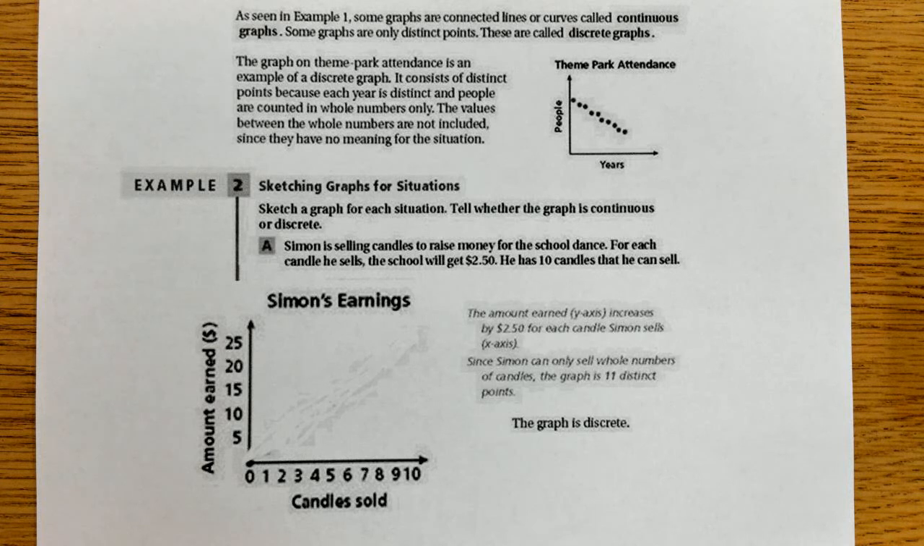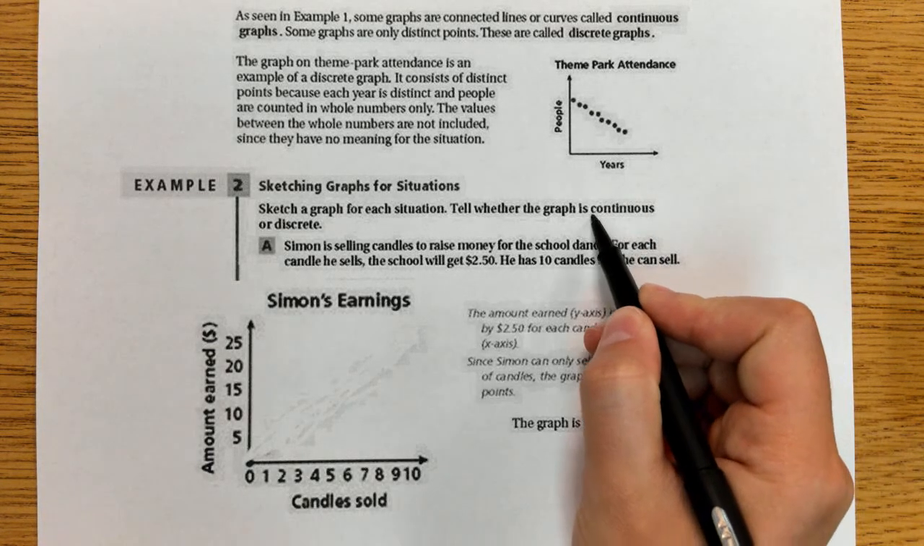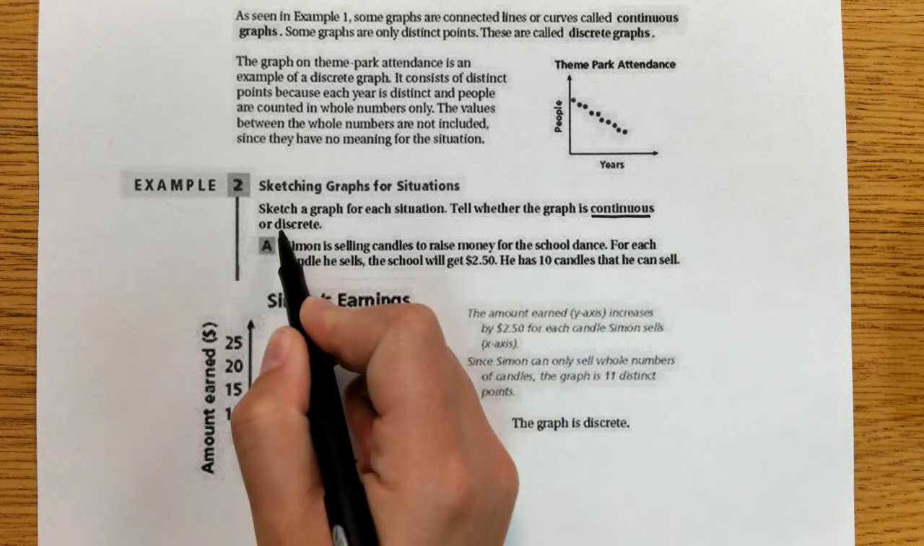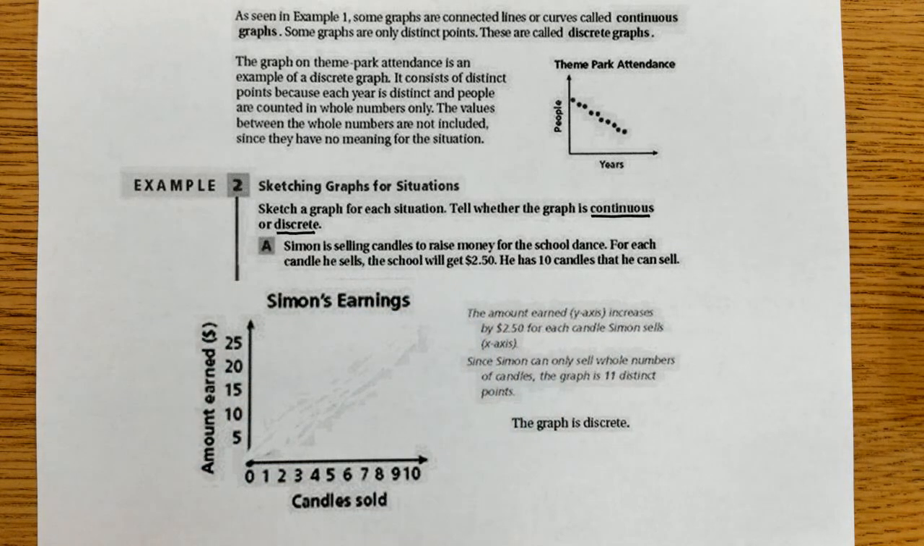Tell whether the graph is continuous, okay, that would be a continuous curve, or discrete, where we have individual points or distinct points. So A, it says Simon is selling candles to raise money for the school dance. For each candle he sells, the school will get $2.50. He has 10 candles that he can sell.